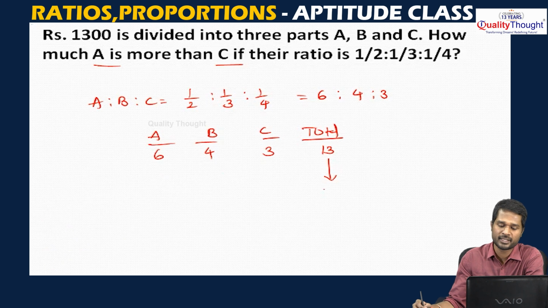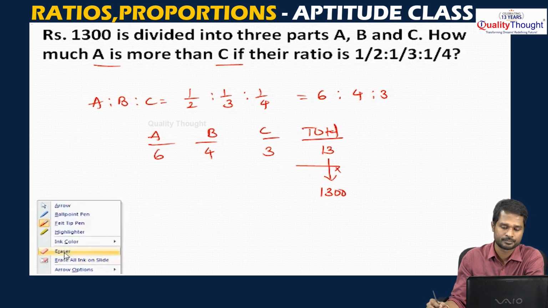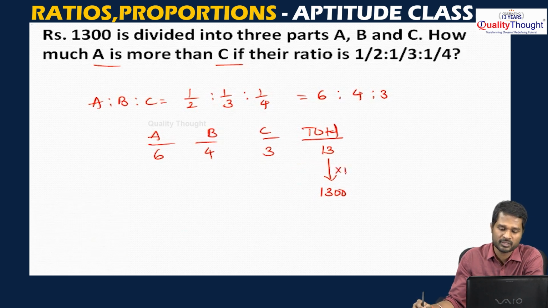So total parts 13 has become 1300 rupees. So how has it become 1300? This 13 has been multiplied with 100 to get 1300. Now we need to compare A and C. So multiply A also with 100. So 6 into 100 is 600. Similarly multiply C also with 100. 3 into 100 is 300.